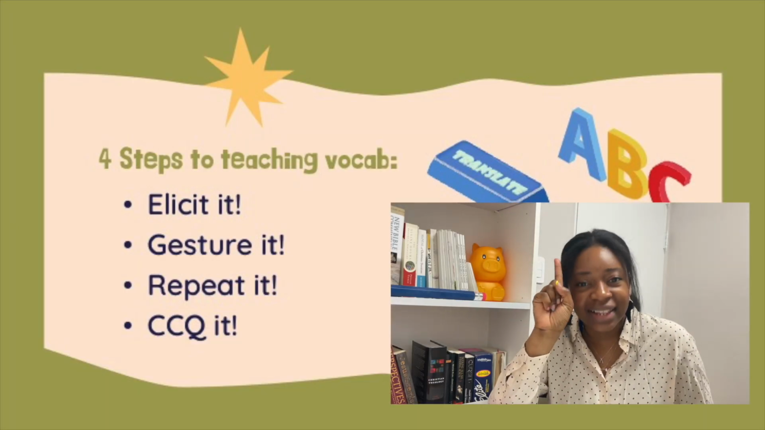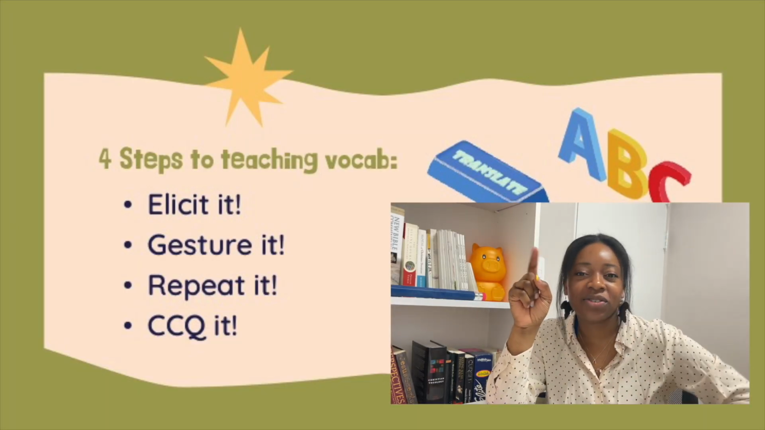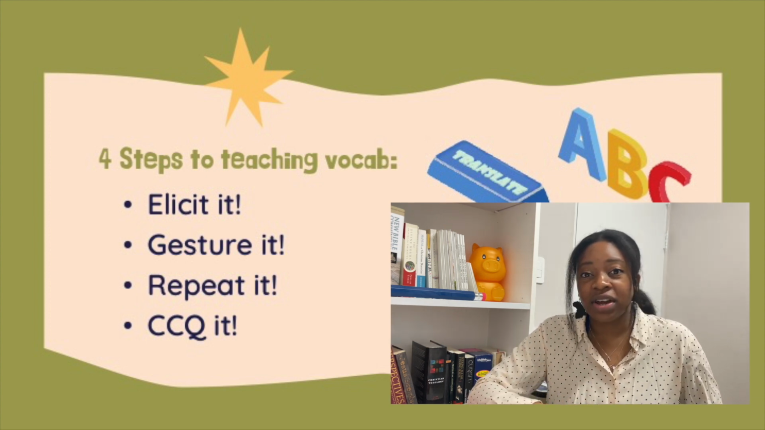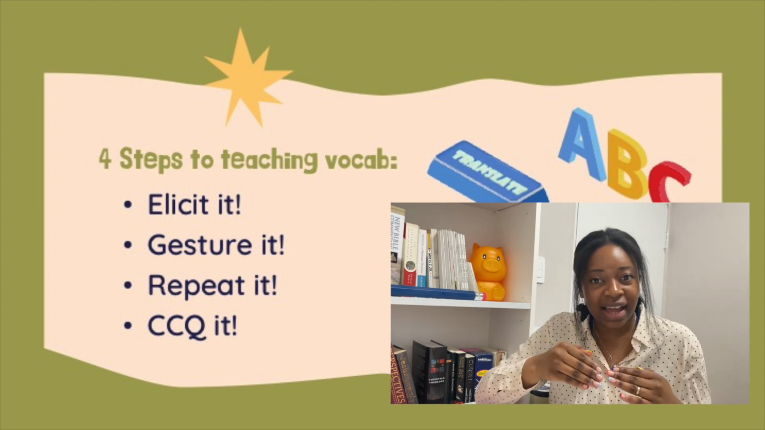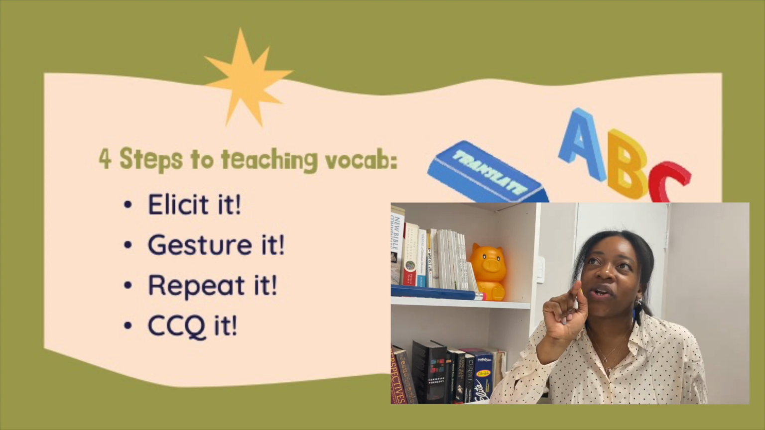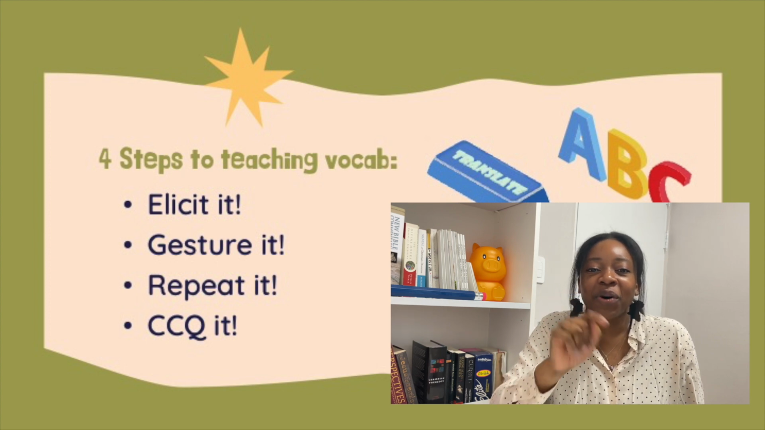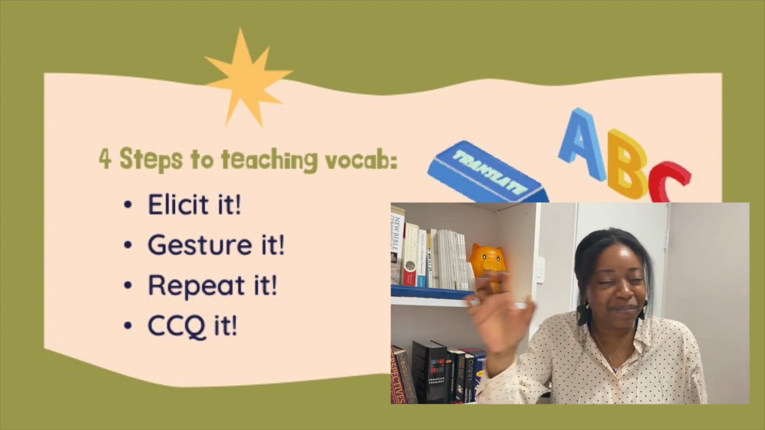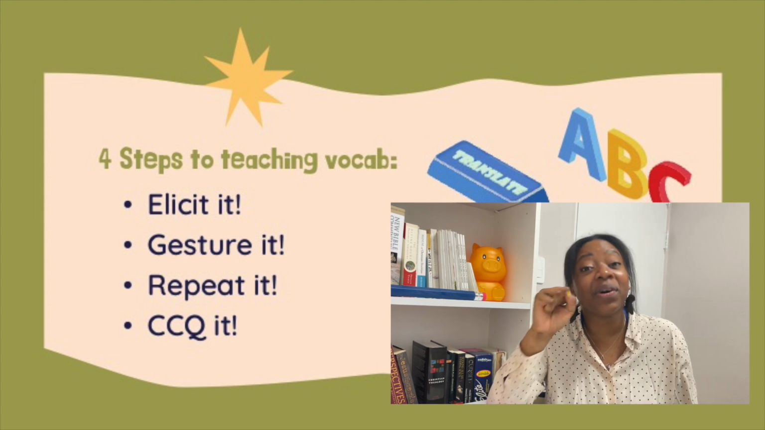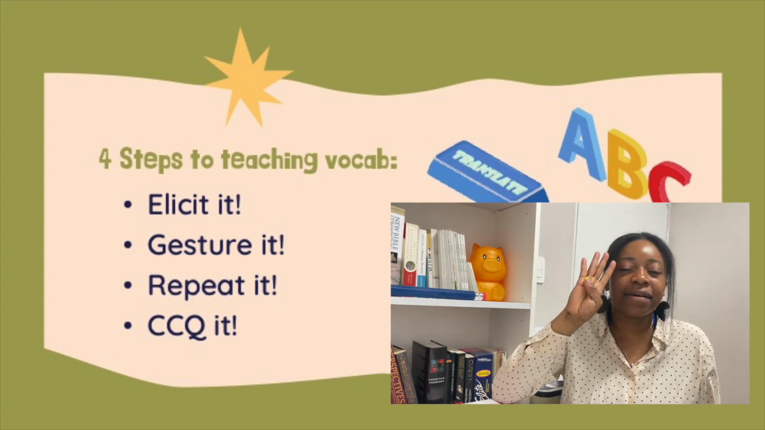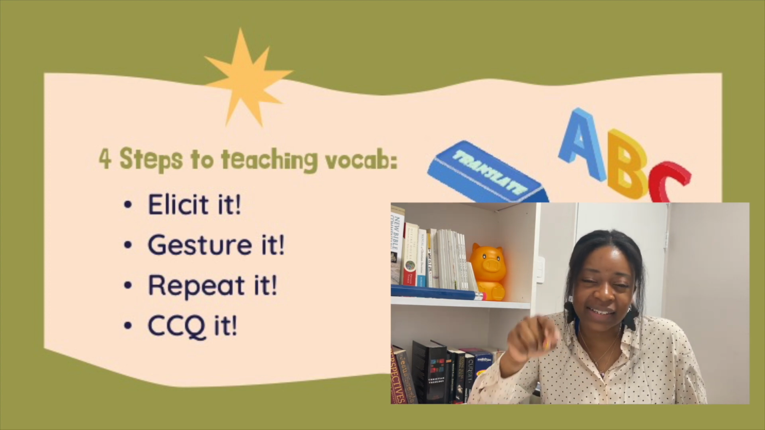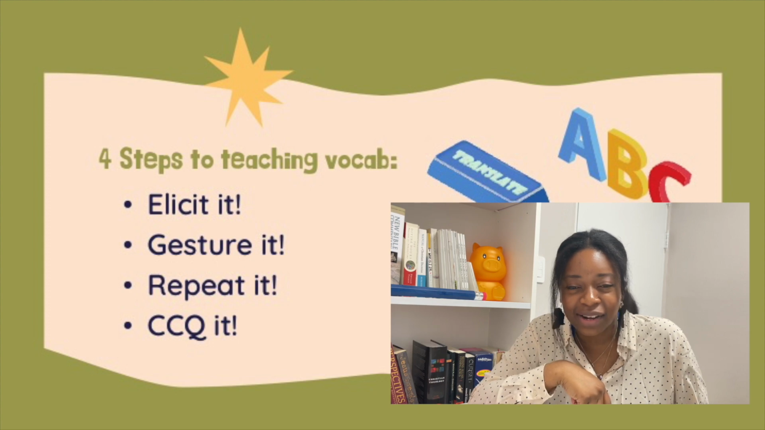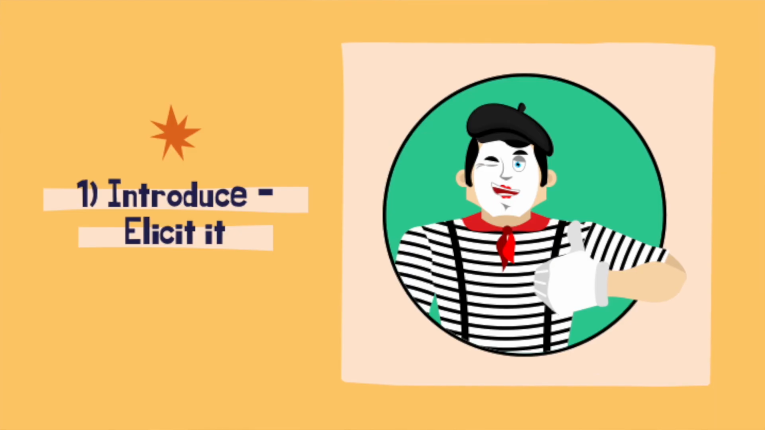Well, I have another 4-step method. Number 1 is you elicit it, right? You bring it out of the students. Number 2 is you gesture it. You give it an action. Number 3 is you repeat it. You say it again. And this is where you're going to help your students get that correct pronunciation of the word, or at least try to. And then step 4 is CCQs. So this is where you check to see if the students actually understand what the word means, right? So let's get into it.